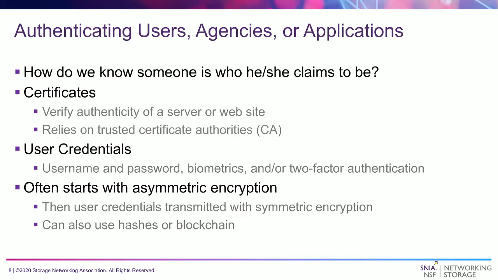So authentication of users or websites often starts with asymmetric encryption, and I'll talk more about that in a second. But asymmetric encryption is often used to first establish identity, or to establish a set of keys that are then used for symmetric encryption if you're encrypting data transfers or data at rest. Other ways to authenticate users include using hashes or blockchain, and that can be used to authenticate users or the data. And Eric and Olga will talk more about those two methods in their sections.